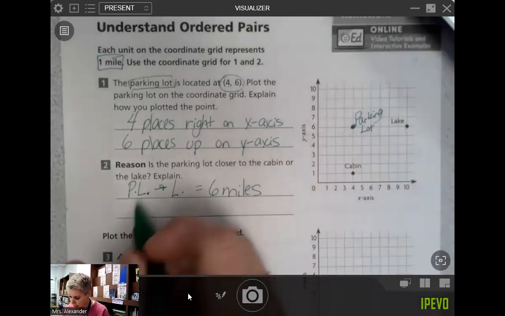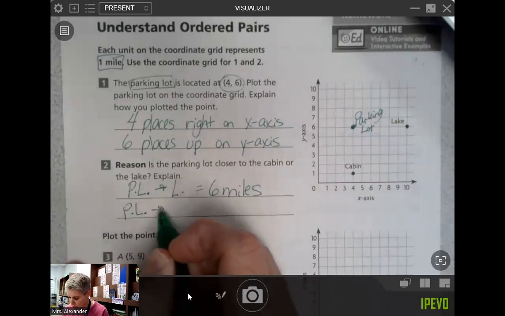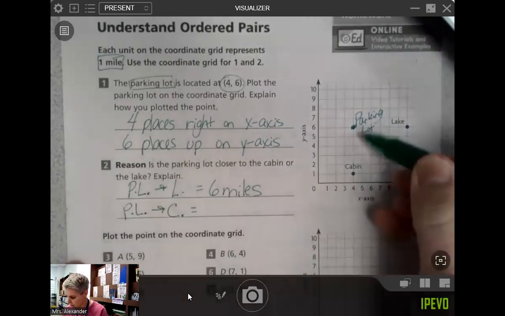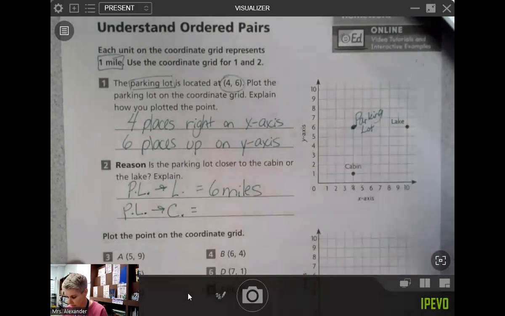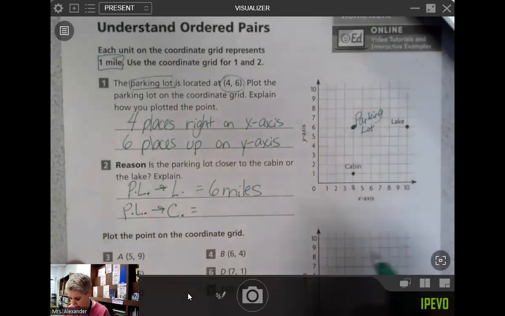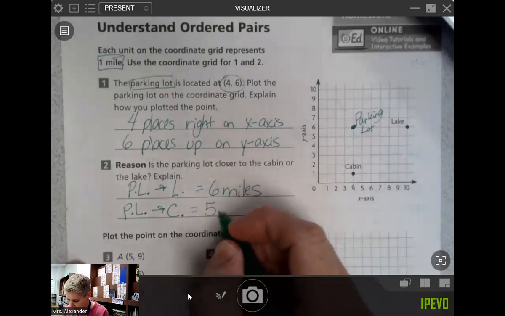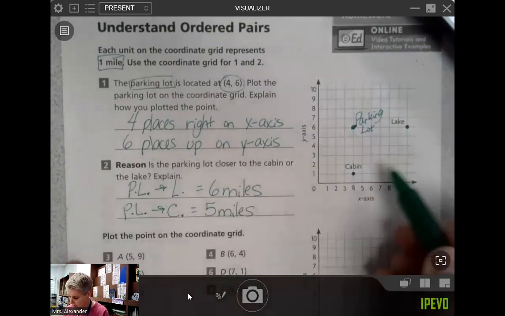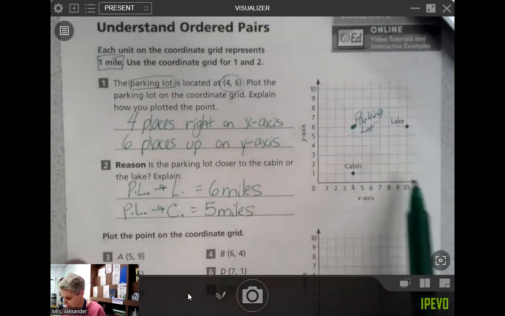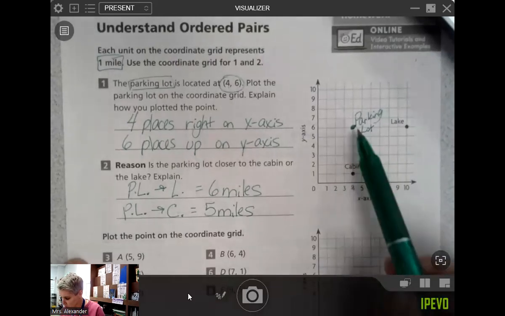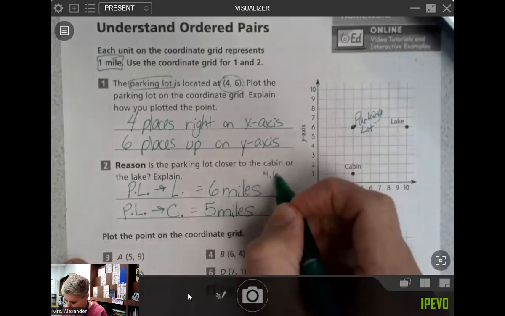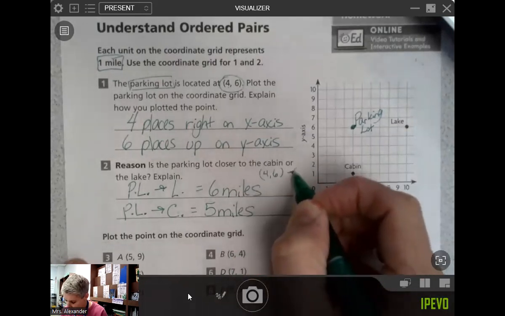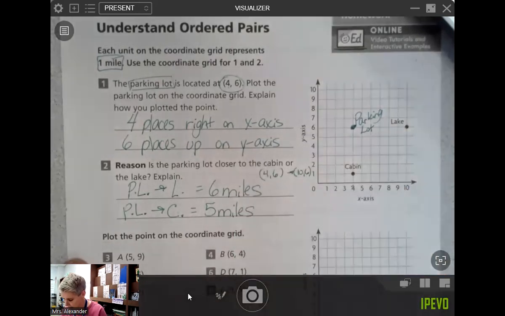Parking lot to cabin would equal, let's see, 4, 1 to 4, 6. Is that 5 miles? Visually, I thought it was closer to the lake. Let me double check. Parking lot, 4, 6 to 10, 6. That would be 6 miles.